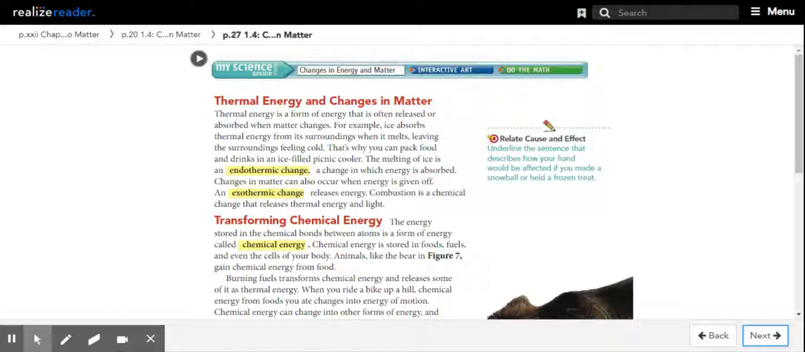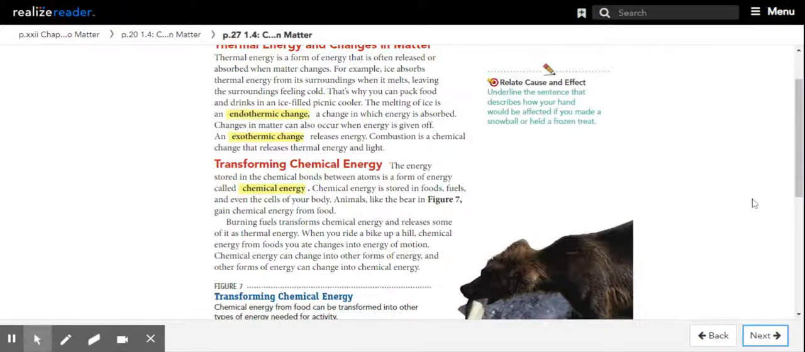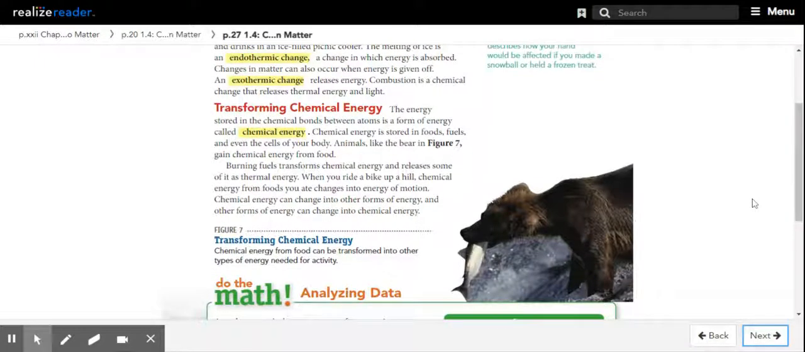Changes in matter can also occur when energy is given off. An exothermic change releases energy. Combustion is a chemical change that releases thermal energy and light.